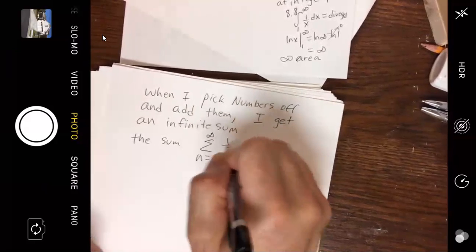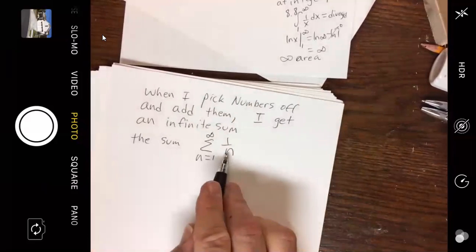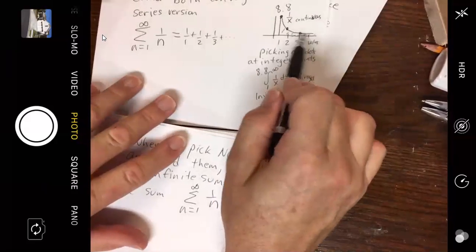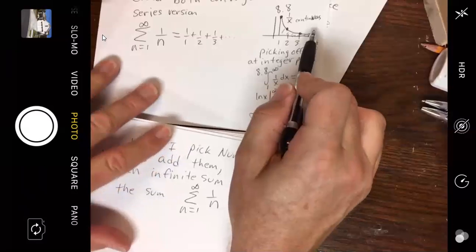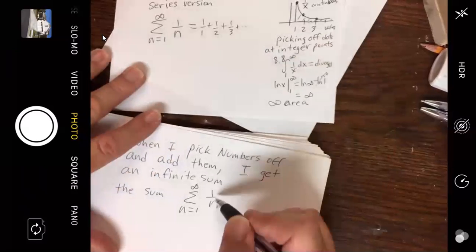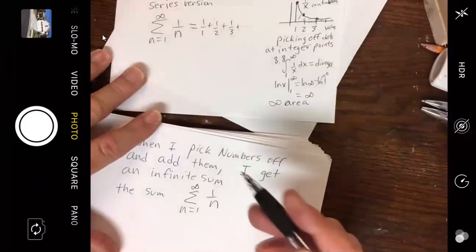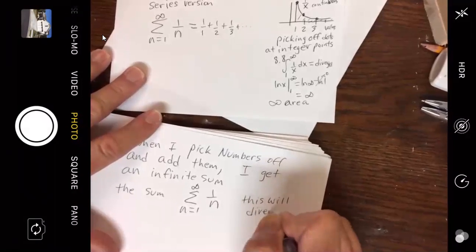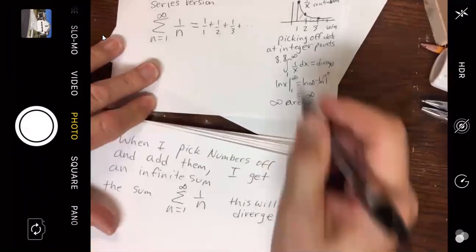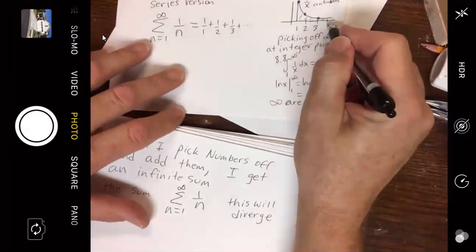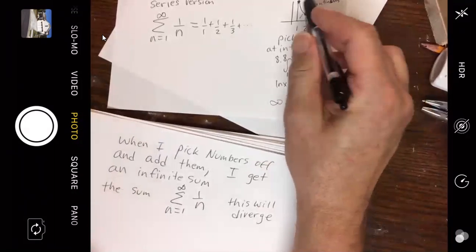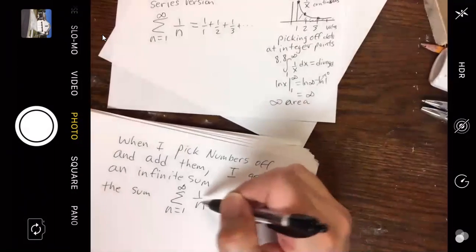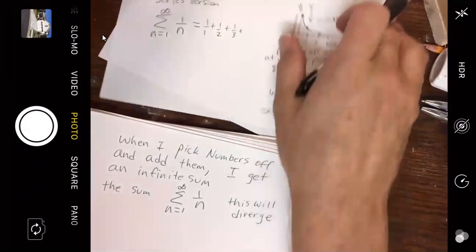The sum to infinity of 1 over n, because I'm picking these numbers off a curve that diverged, had an infinite area underneath. So when I pick numbers off and add them, this will diverge. If the numbers do not get close enough to the x-axis to give a finite area, then when I add them up, I'll get an infinite area. I'm sorry, infinite sum.